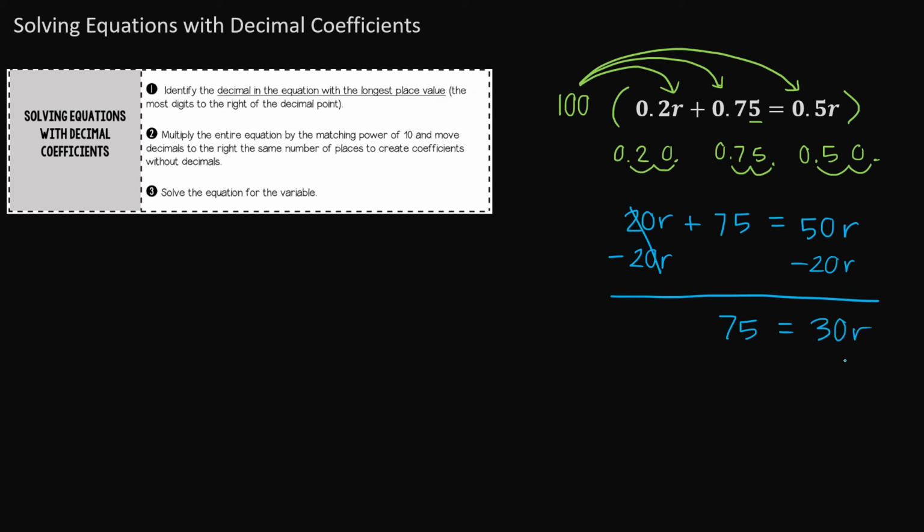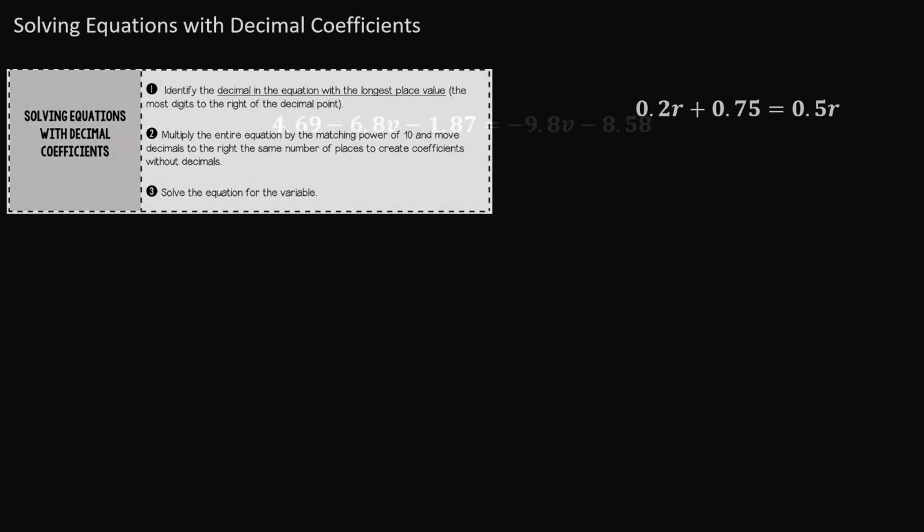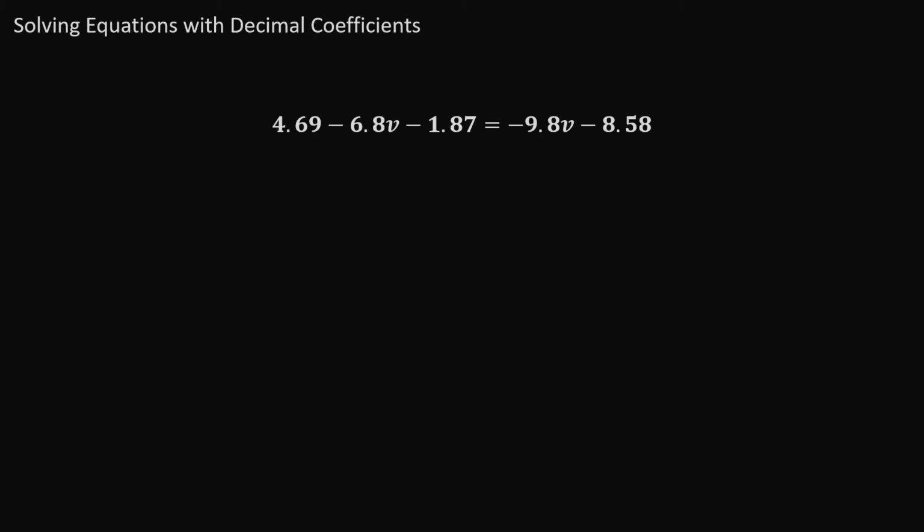And to solve this equation for r, we're going to do the opposite of multiplying r by 30, which is divide by 30. And 75 divided by 30 is going to give us 2.5. So r is equal to 2.5. So a much simpler process than before. Let's try another one. This one, I'm going to have to do a little bit more work.